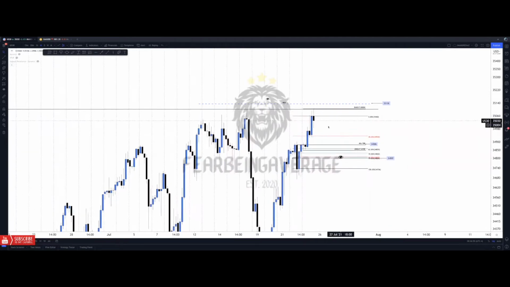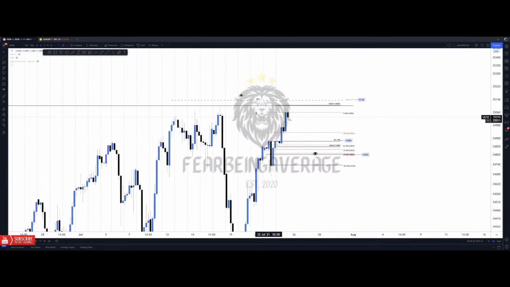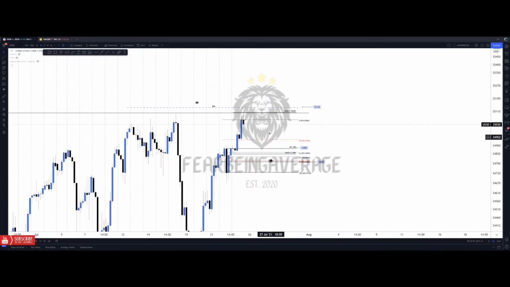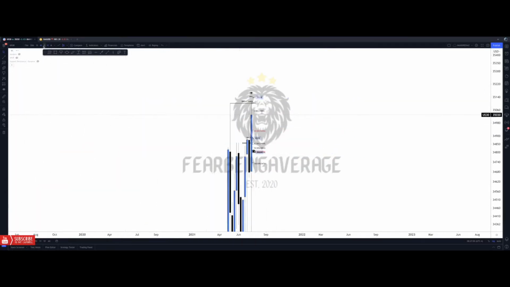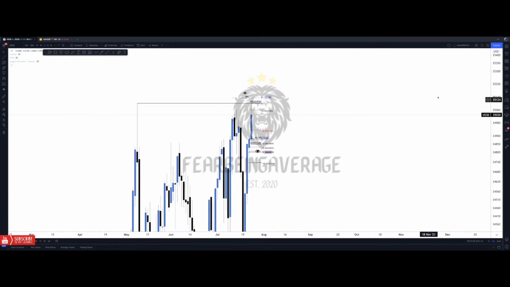35,138. That's ideally where we want to go. So we already have multiple areas that we could look for retracement buys at, basically getting pricing at a lower price. So if we keep in mind on the daily time frame, we're very bullish.